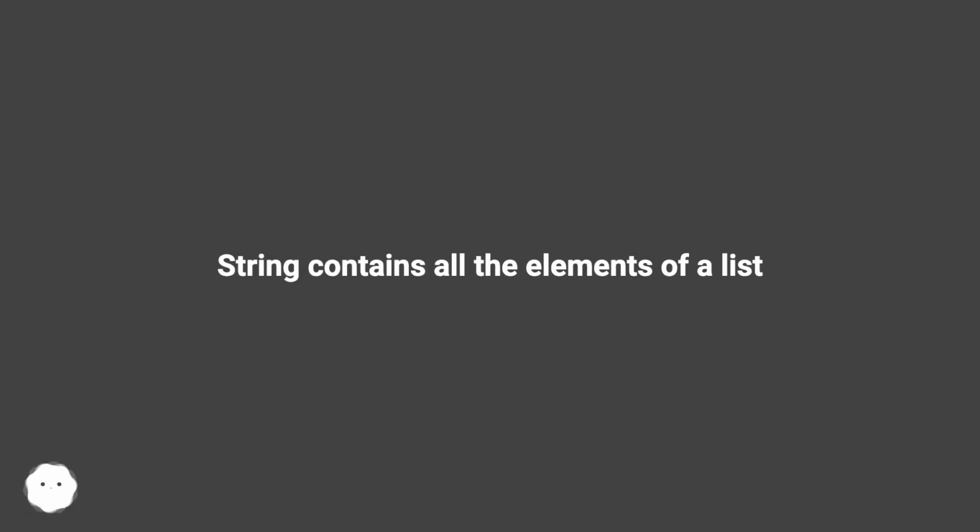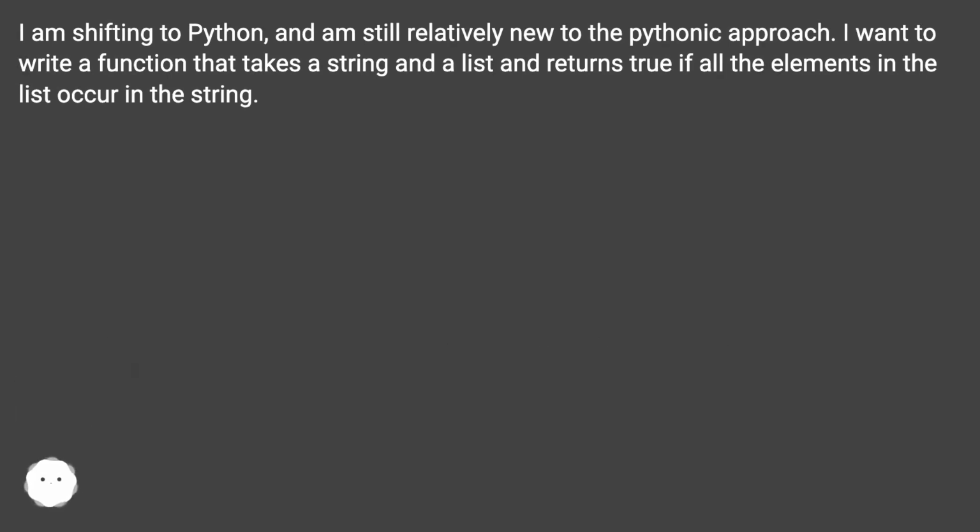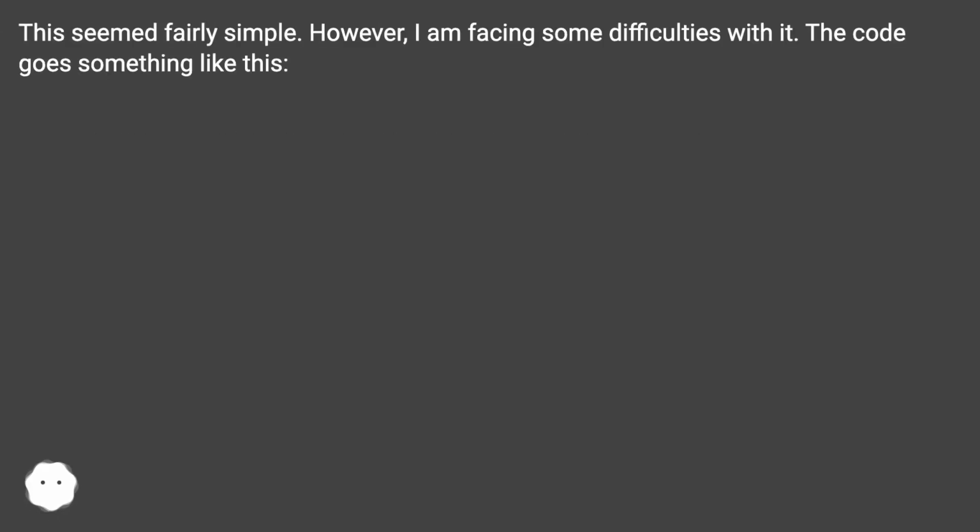String contains all the elements of a list. I am shifting to Python, and am still relatively new to the Pythonic approach. I want to write a function that takes a string and a list and returns true if all the elements in the list occur in the string. This seemed fairly simple. However, I am facing some difficulties with it. The code goes something like this.